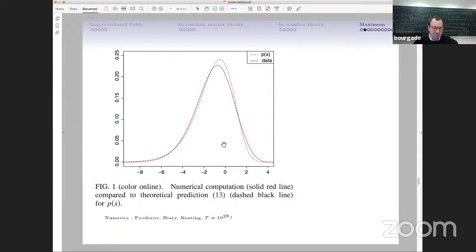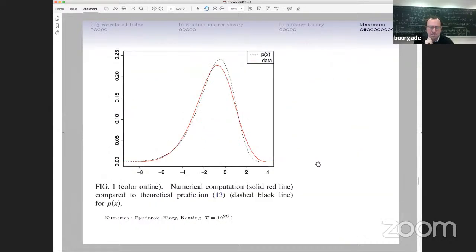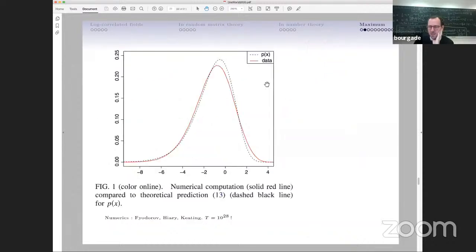One thing really wonderful about it is the data. If you think about it, you have a triple log T here. It's completely insane to try to test it numerically. However, this insanity ends up working because they can go up to height 10 to the 28 along the critical axis. And this is because Ghaith Hiary, who is here, is the expert on numerical evaluation of the Riemann zeta function. So they go up to 10 to the 28.